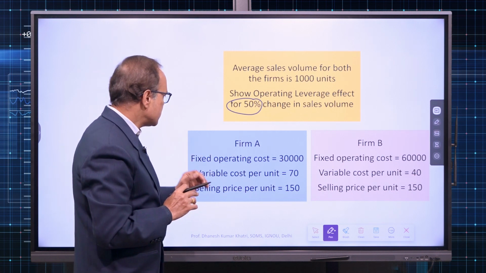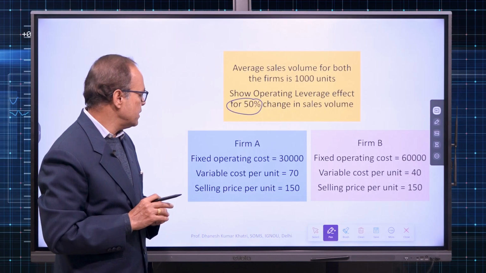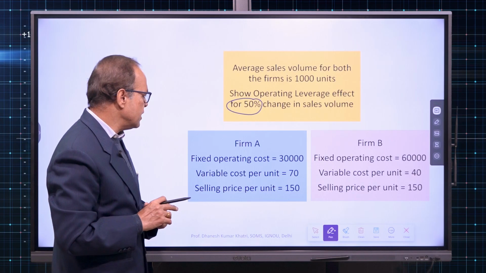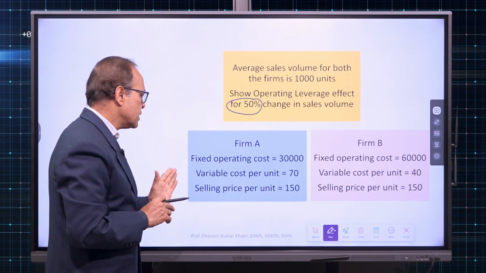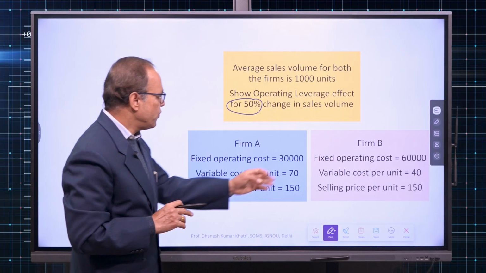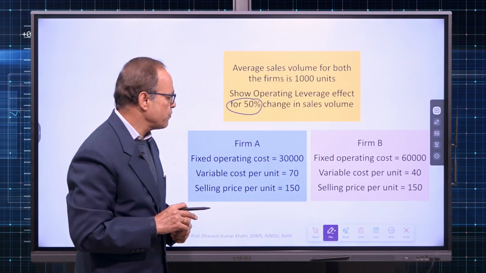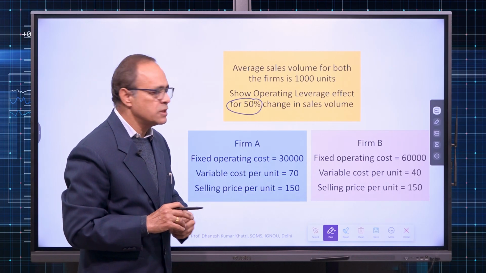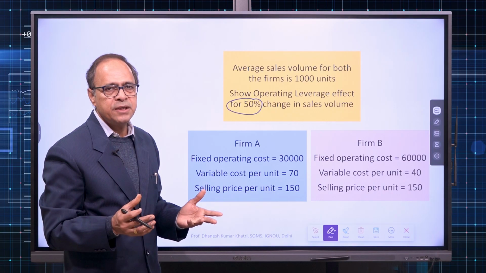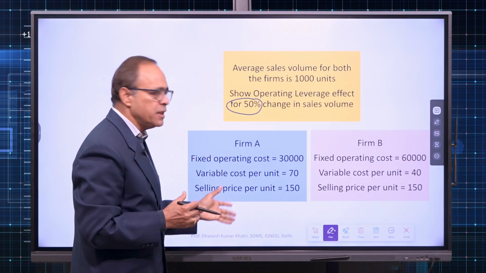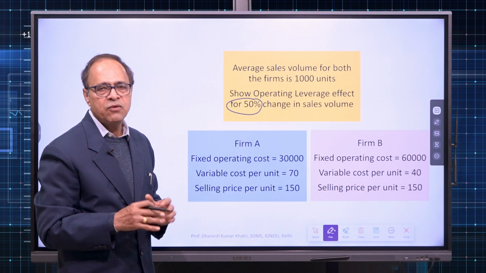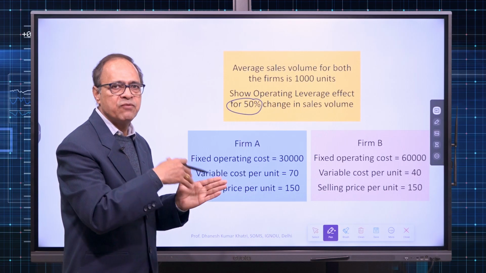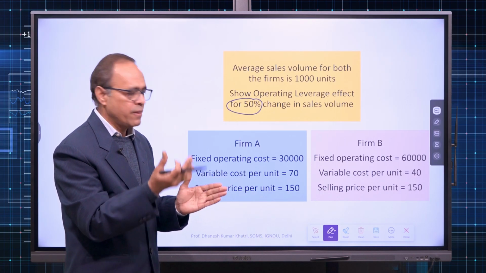Fixed operating cost of Firm A is 30,000, whereas variable cost per unit is 70. And what is the selling price? 150. Since both are competing organizations, for Firm B, fixed operating cost is 60,000 and variable cost per unit is 40. And selling price per unit is 150, the same. Now let us see, first we will see the operating income calculation for Firm A for all the three scenarios: base case, 50% decline from the base case, 50% rise from the base case.